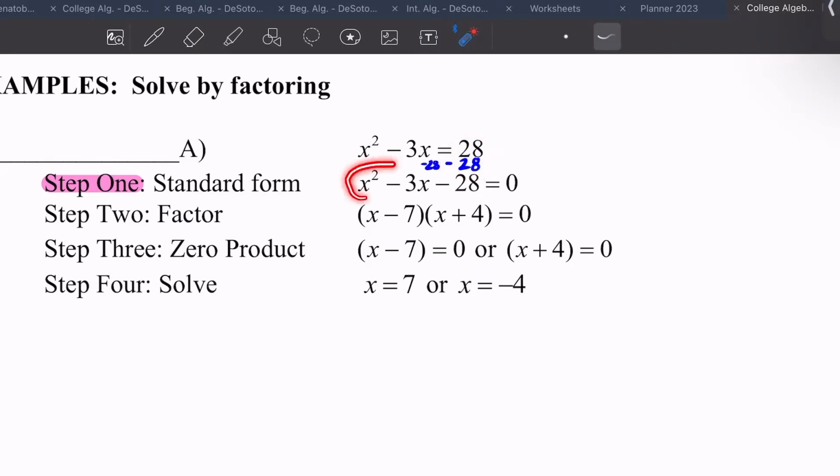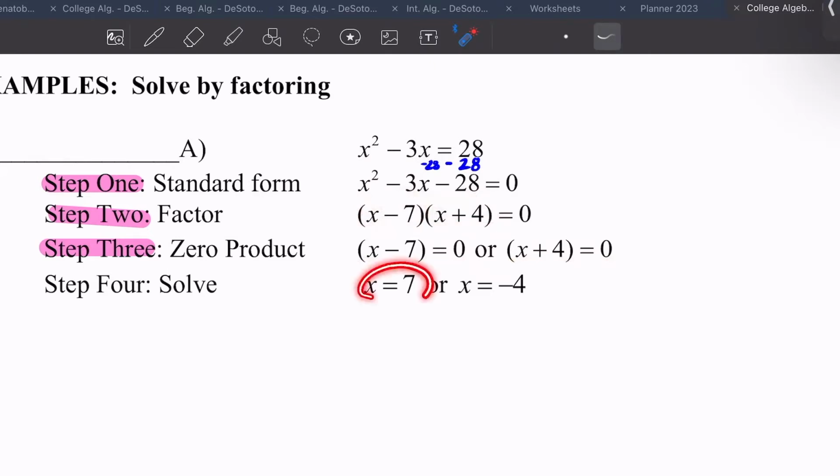Then I'm going to factor this side completely. I have an easy trinomial with x and x. My signs are different, and I need the factors of 28 that add to give me -3. That would be -7 and a +4. Now I'm going to apply the zero product rule, which means I'm going to take this set and put it equal to 0, then take this set and set it equal to 0. And then I'm going to solve.